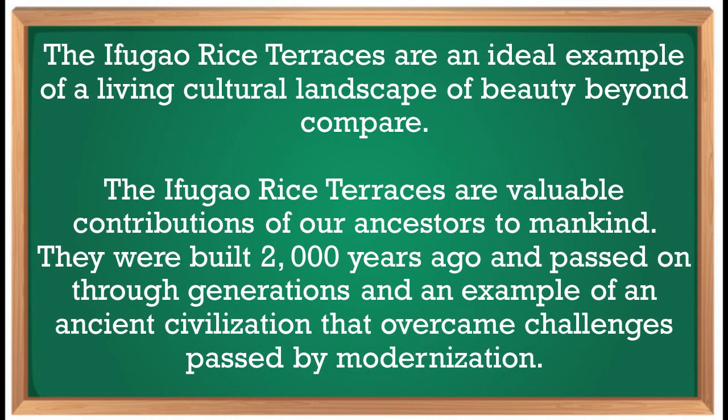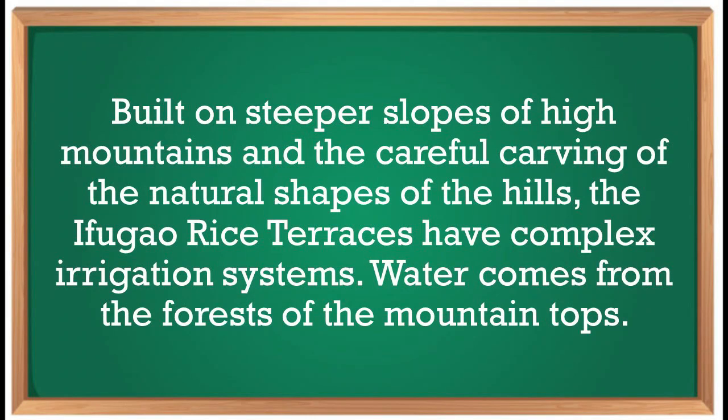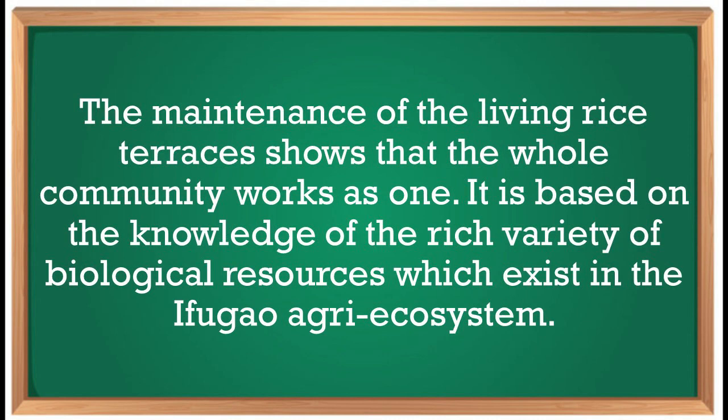They were built 2,000 years ago and passed on through generations and an example of an ancient civilization that overcame challenges posed by modernization. Built on steeper slopes of high mountains, and the careful carving of the natural shapes of the hills, the Ifugao rice terraces have complex irrigation systems. Water comes from the forests of the mountain tops. The maintenance of the living rice terraces shows that the whole community works as one. It is based on the knowledge of the rich variety of biological resources which exist in the Ifugao agri-ecosystem.